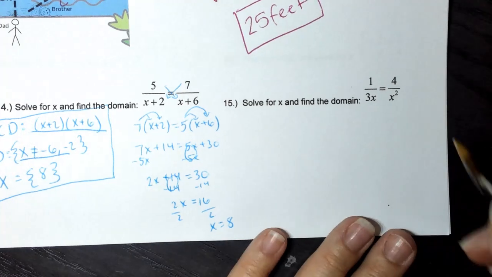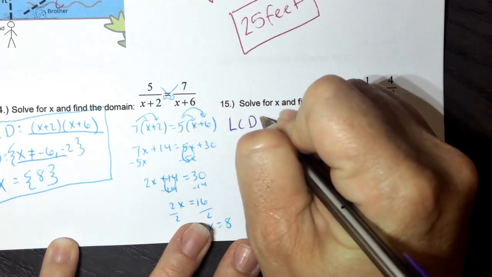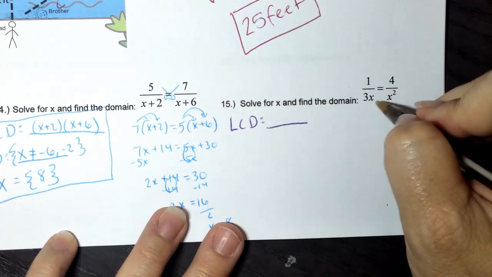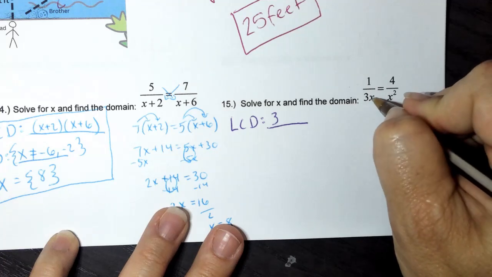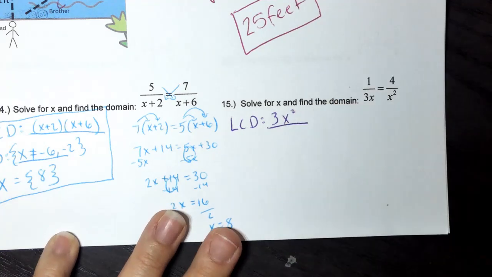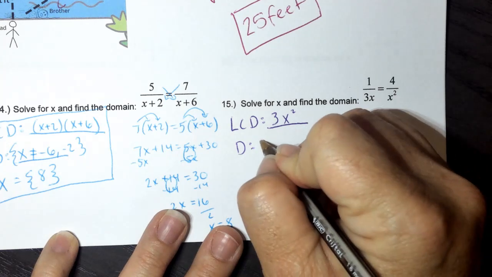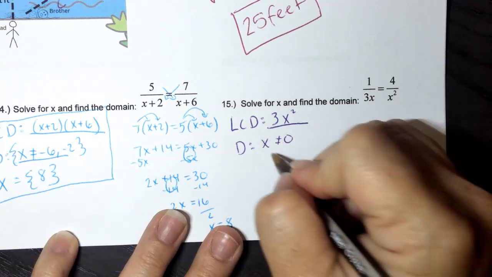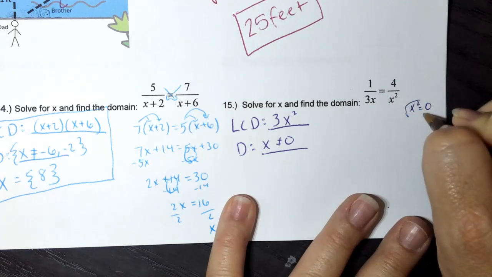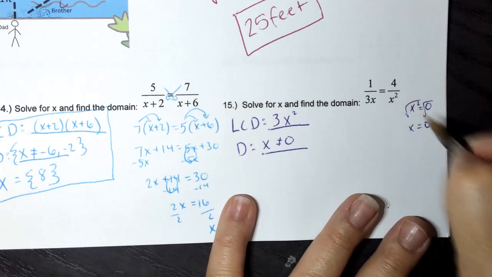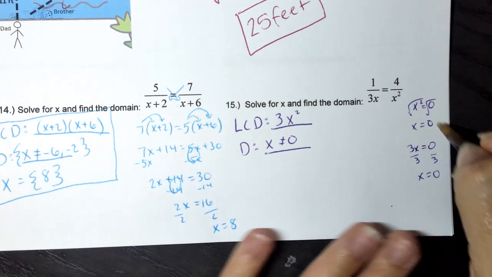Okay, let's look at this one. So here, my least common denominator would be, this one has a 3, I could give this one a 3, so they both have a 3. This has 2 x's, and this needs another x, so it would be x squared. Your domain, because there's no plus or minus, is just x cannot equal 0. And I remember, if you don't know, you can set them equal to 0 and solve. We'll square root, x equals 0. 3x equals 0, divide by 3, x equals 0. So x cannot be 0.